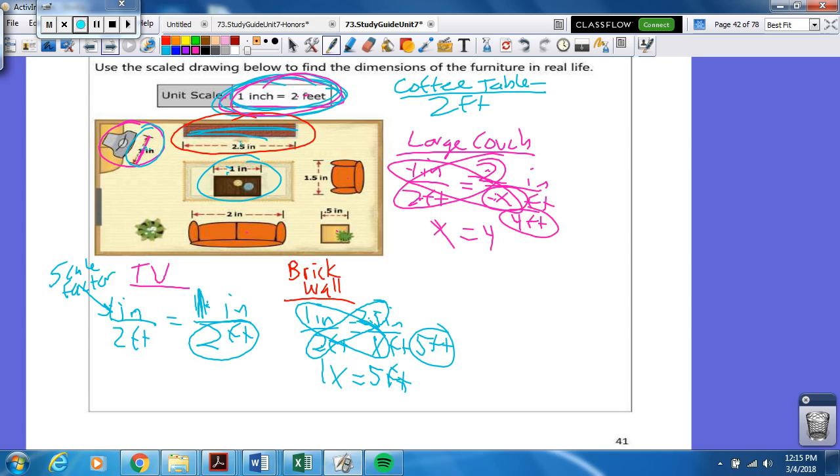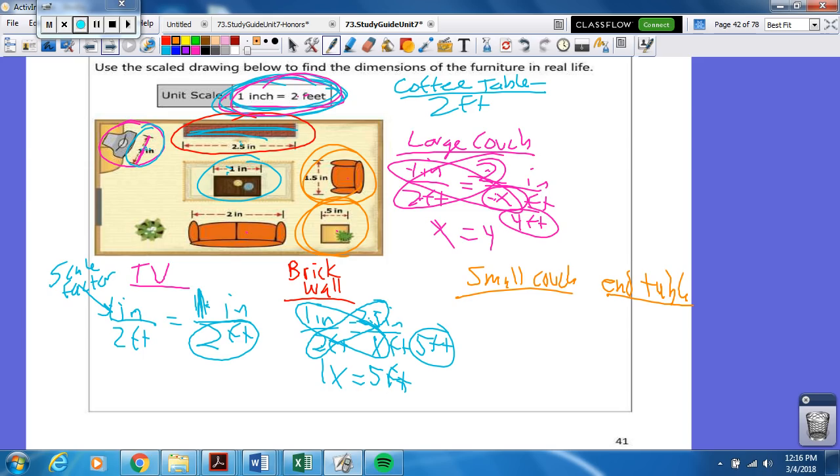All right, so now, this is what you're going to do. You are going to pause the video. I want the small couch, and I want the end table. Here's the small couch, here's the end table. I want to know what their lengths are in real life. Ready, set, pause the video. What do you got?